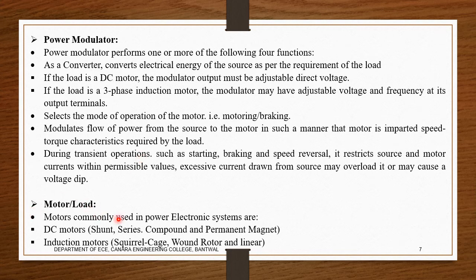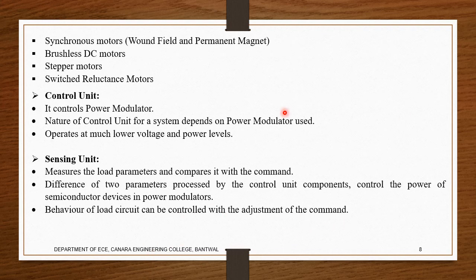So next comes the motor load. The motors commonly used in power electronic systems are DC motors, which we can classify further into shunt, series, compound and permanent magnet. The induction motors, which we can classify further into squirrel cage, wound rotor and linear. Next are the synchronous motors, which are wound field and permanent magnet. Next are brushless DC motors, stepper motors, and switched reluctance motors. These are the different types of motors which can be used there.